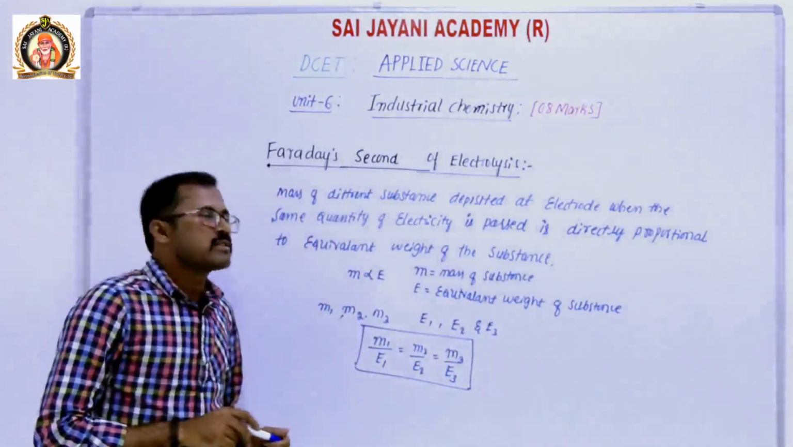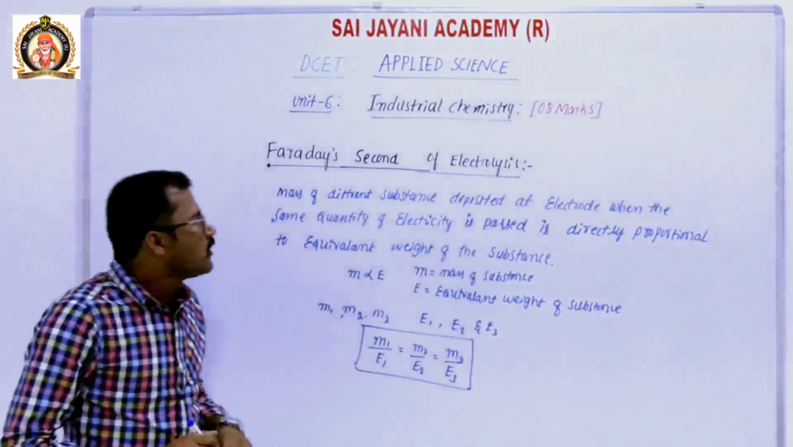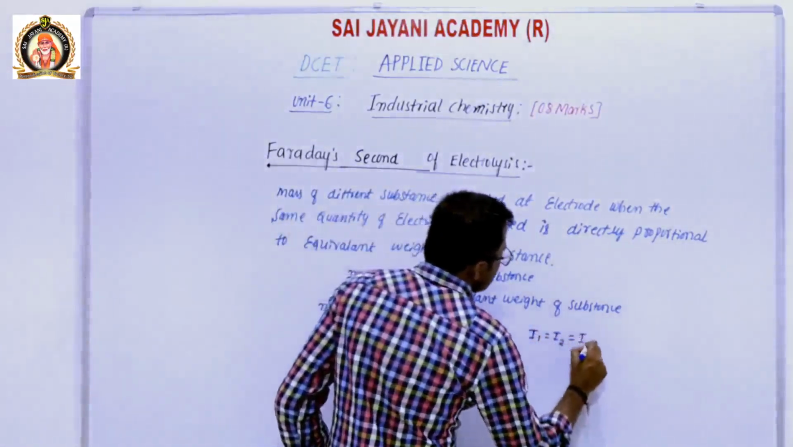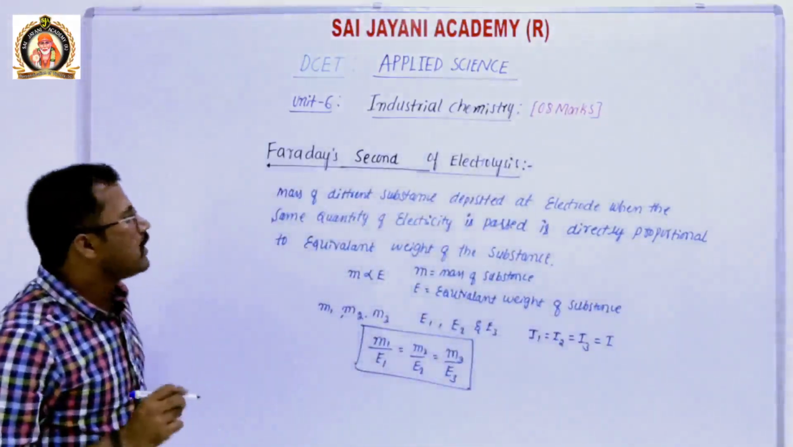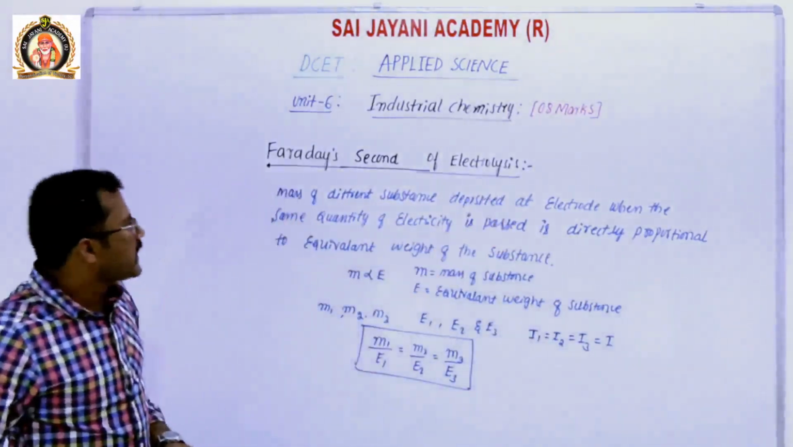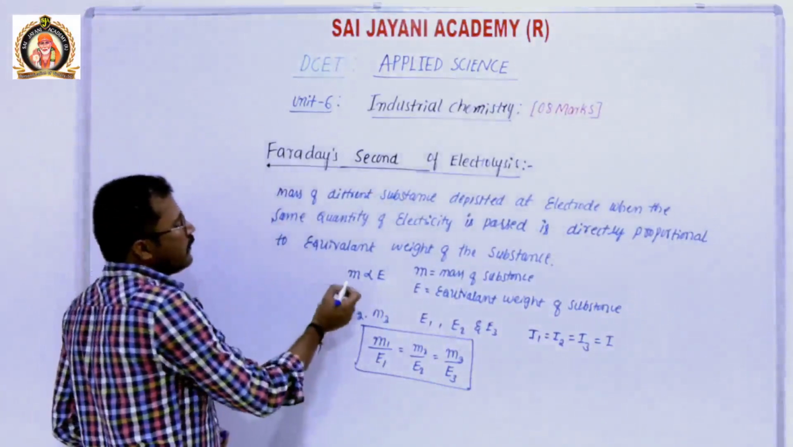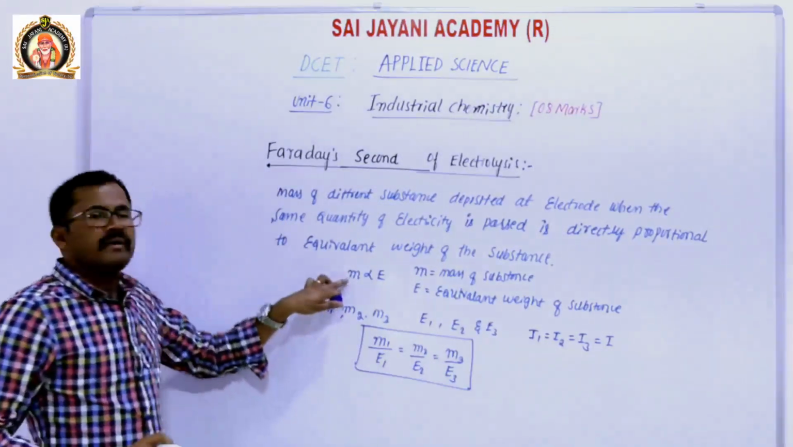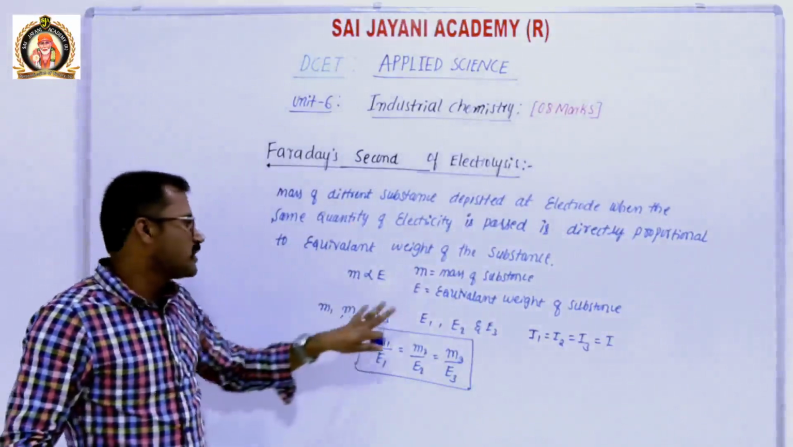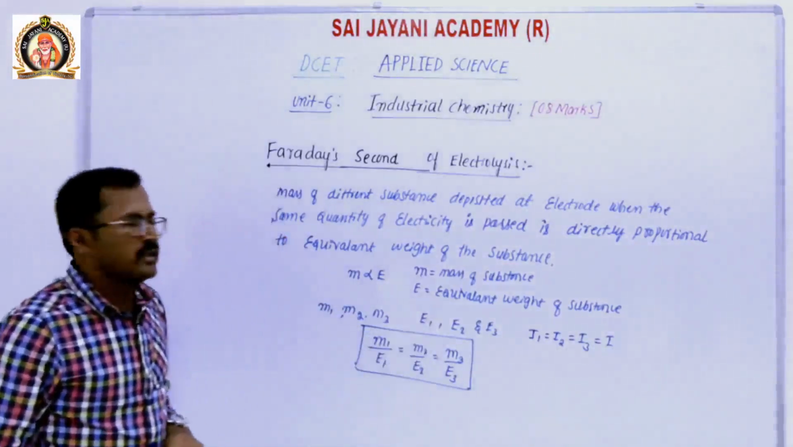Faraday's second law of electrolysis states that the masses of different substances, M1, M2, M3, deposited at the electrode when the same current flows, I1 is equal to I2 is equal to I3, are directly proportional to the equivalent weights of the substances. Mathematically, M is directly proportional to E, where M is the mass liberated and E is the equivalent weight of the substance. For three masses, M1 by E1 is equal to M2 by E2 is equal to M3 by E3.